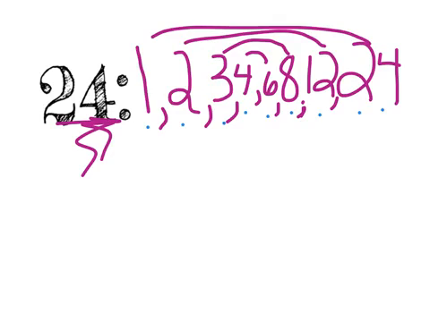Since 24 has all of these different factors, I know for sure that it is a composite number. I kind of knew that already because it's even, and the only even prime is the number 2.